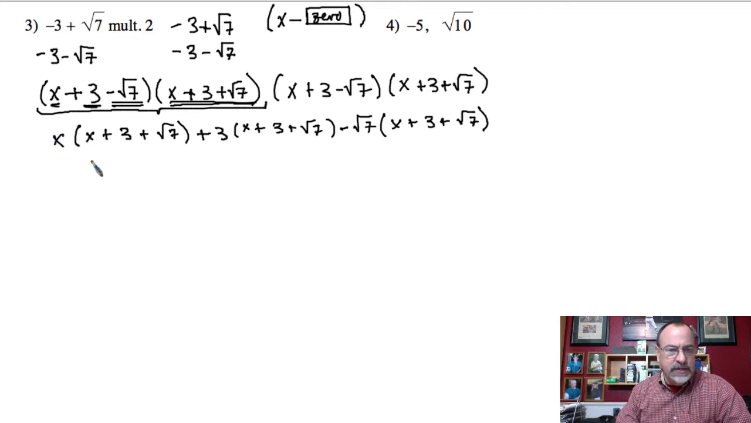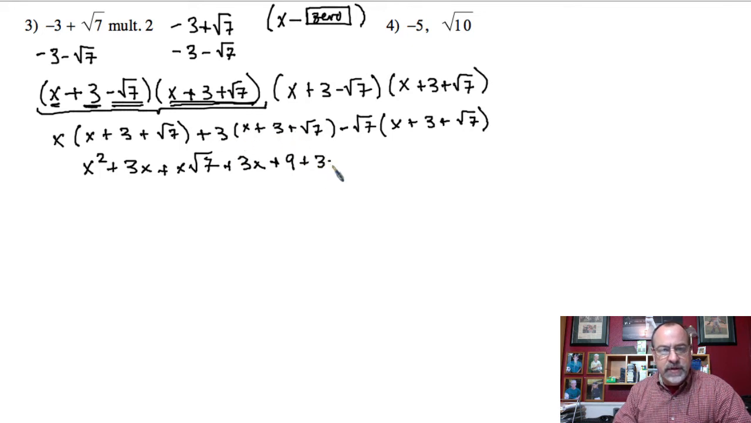So the x times the x is x squared, x times 3 is 3x, and then x times square root of 7 is just x square root of 7. And then I have a positive 3 times x, so that's plus 3x, and a positive 3 times positive 3 is a 9, and then a positive 3 times the square root of 7 is positive 3 square root of 7. And then I multiply this negative square root of 7 times x, so that's going to leave me negative x square root of 7.